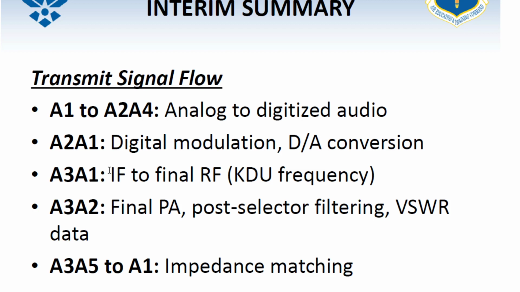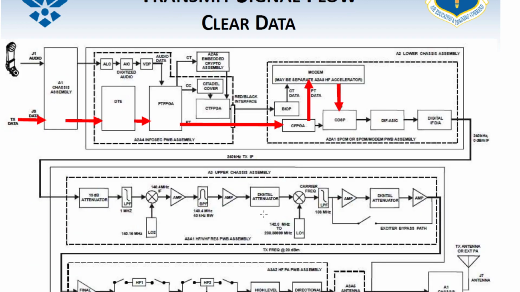So if you guys noted, when it says carrier frequency after that second mixer in there, it's actually an RF frequency from that point on. And then A3A2, that's the final PA, that final push of power happening, unless you have an external PA connected. And then we have our post-selector filtering, our VSWR data, and our impedance matching.